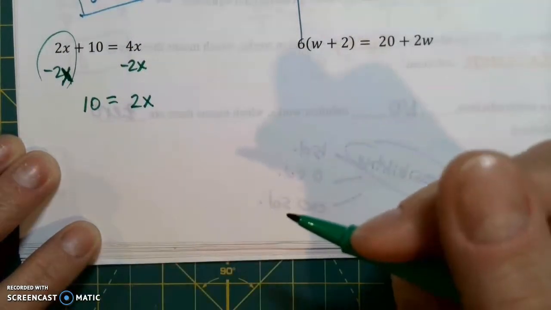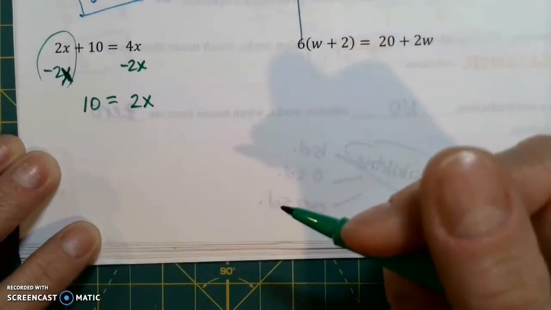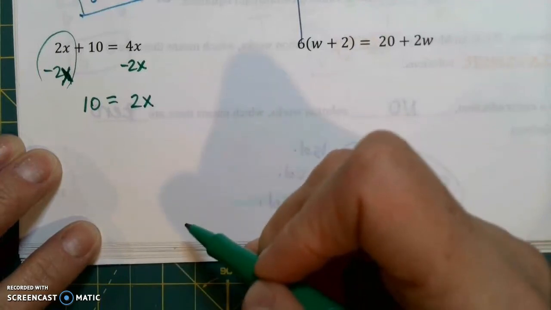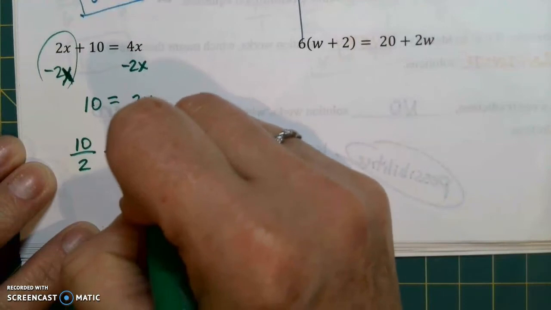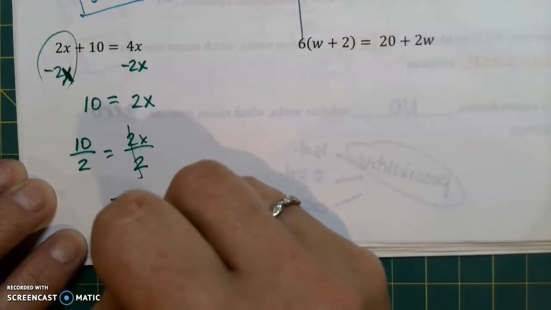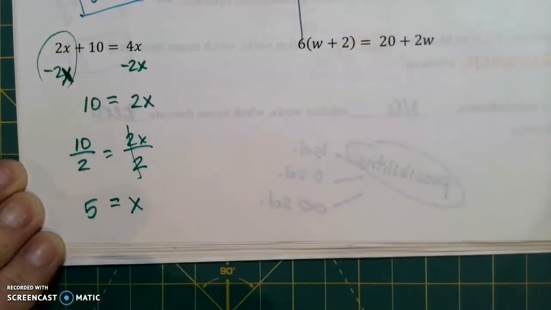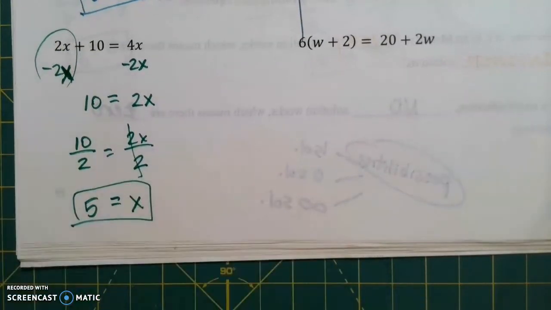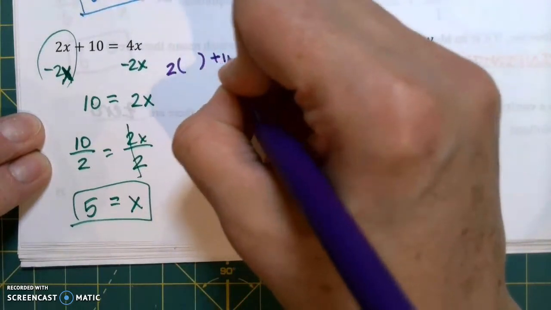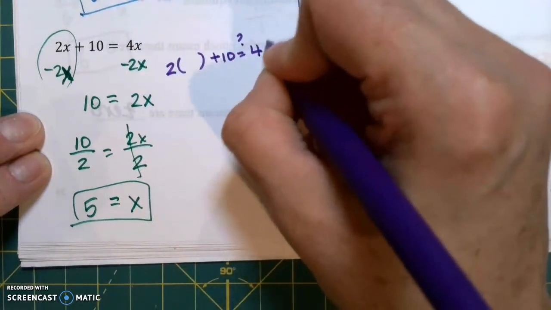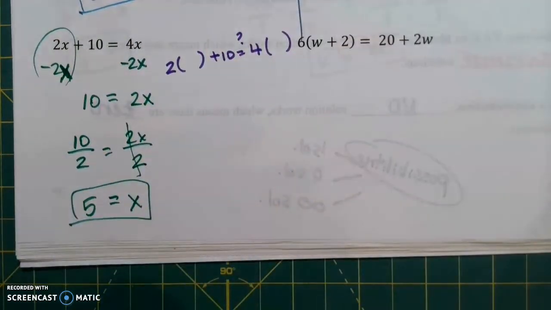And then I'm back at a single step equation. The 2 is multiplied by the x, so I'm going to undo that by using division. Those divide out. We get x on the right and 5 on the left. And then we go back and double check. So if we do 2 times something plus 10, is that going to be equal to 4 times that same something?